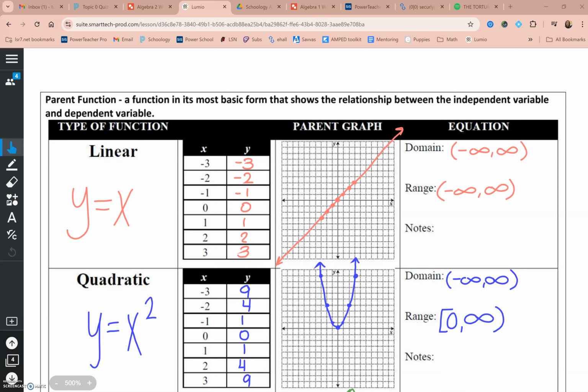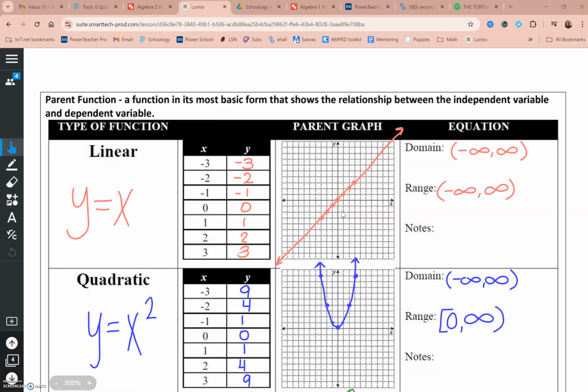So for linear, it's y equals x. You need to know that y equals x is linear. You also need to know that it makes a line, so you need to be able to graph this line if you are just given y equals x. Now you're always welcome to make a table, but what you need to know is that it starts in the middle and then it goes up 1 over 1, and it just creates this straight line.